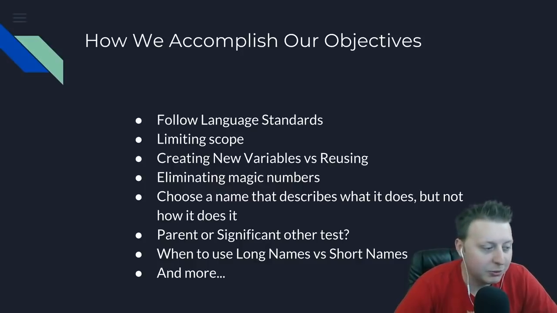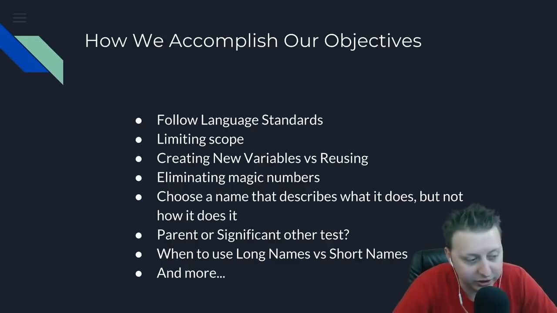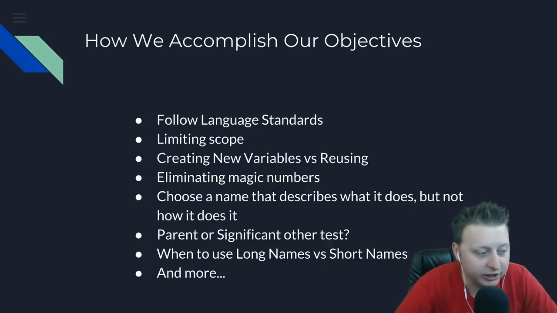And then, as it relates to naming the variables, we're going to talk about what I call the parent or significant other test. We'll dive into that in the code examples. And we're also going to talk about when we can use long names for variables versus short names, and how we can incorporate that into our code, and more.